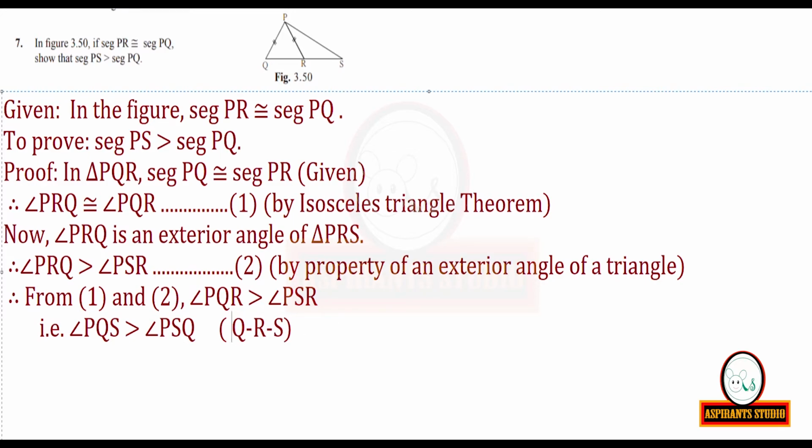So you take the triangle PQS and now analyze. We have found out that angle PQS is greater than angle PSQ. Therefore, segment PS will be surely greater than segment PQ because side opposite to greater angle is greater. Now, opposite to angle PQS, we have the segment PS. Opposite to angle PSQ, we have the segment PQ.